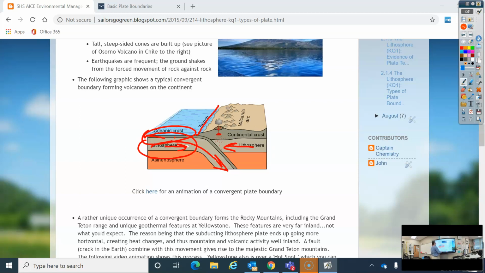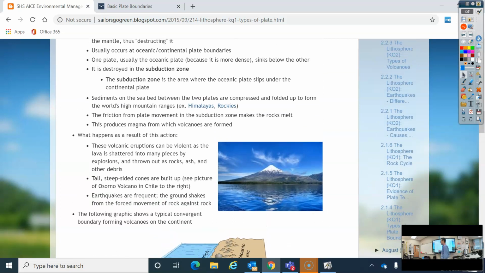And what you'll see here is that because of all this friction, it's going to actually melt a lot of the lithosphere, and that will start to rise up. As it rises up, that magma is being forced up by the frictional motion of the lithosphere going down, and that can form mountains and volcanoes. Specifically, these are where your explosive volcanoes are, because this is a lot of friction providing a lot of energy, and you're going to get a lot of earthquakes here as well. So these are your most destructive plate boundary movements in terms of natural hazards.